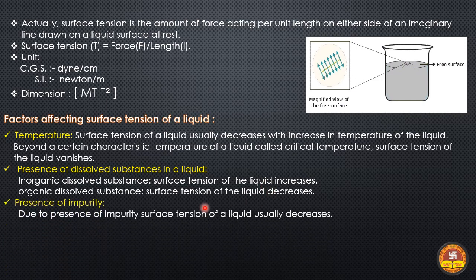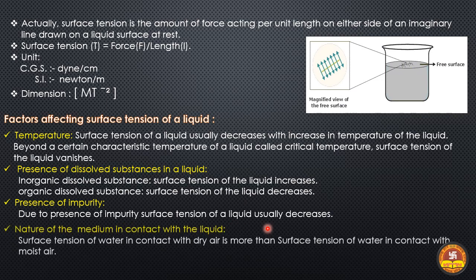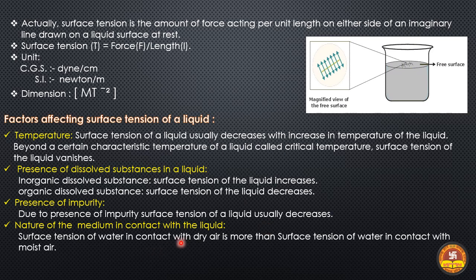Presence of impurity. Due to the presence of impurity, surface tension of a liquid usually decreases. Nature of the medium in contact with the liquid. Surface tension of water in contact with dry air is more than surface tension of water in contact with moist air. So these are the factors which are affecting the surface tension of the liquid.